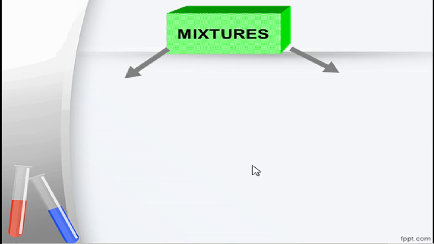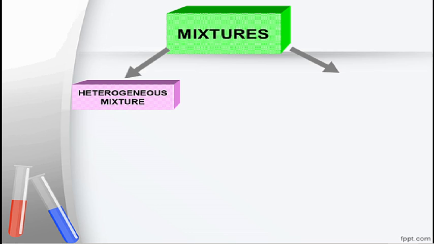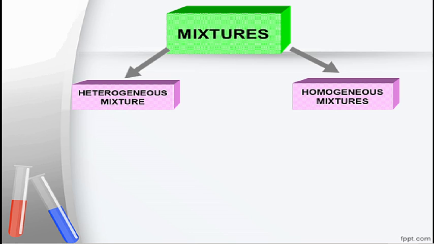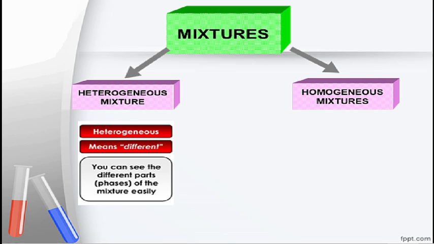Mixtures are just like what I mentioned. It's a combination of two or more pure substances that are not chemically combined. Here, a mixture can be further classified into two. That can either be heterogeneous mixture or homogeneous mixture. When we say heterogeneous mixture, hetero means different. You can see the different parts or phases of a mixture easily. Heterogeneous mixture appears in two phases. It can be two solid, two liquid, one solid, one liquid. You can easily distinguish one phase from the other.